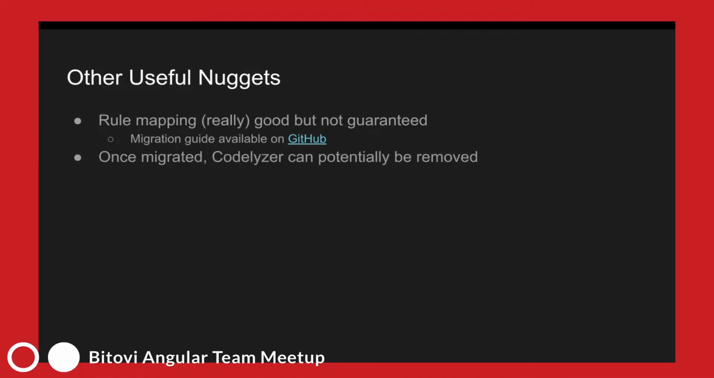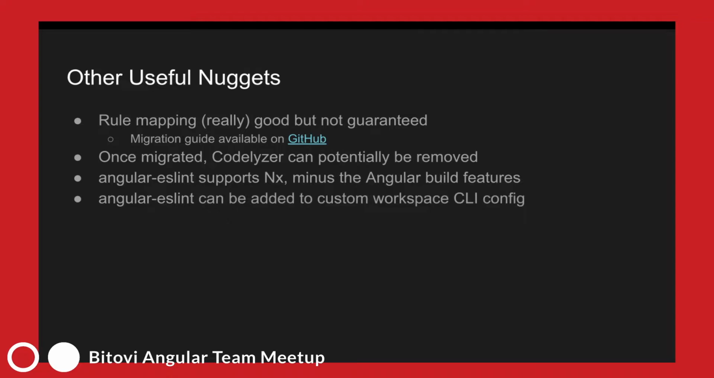Once you've migrated, Codelyzer can be removed if you're not using that dependency for anything else. I've personally never seen it used for anything besides supporting ESLint. If you're using an NX monorepo, there is support from the Angular ESLint team on running these schematics in an NX environment, but there are some caveats to be aware of. You can check out the documentation for more info on that.